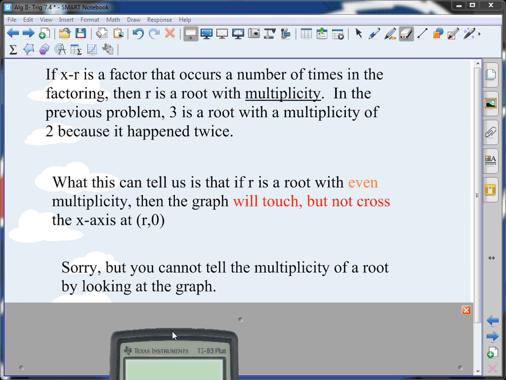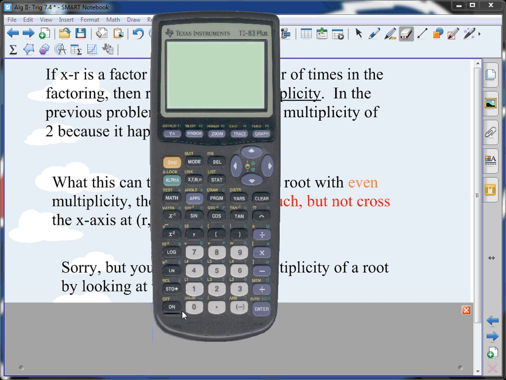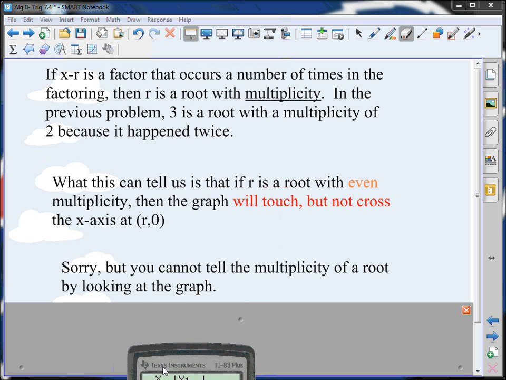Well, this is what a lot of you want to know. Why am I doing all of this work if the calculator tells me the zeros are at 2 and negative 2? The calculator will not tell me that negative 2 happened twice. By doing the actual problem.